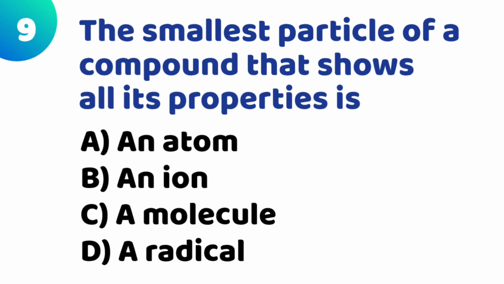Ninth case. The smallest particle of a compound that shows all its properties is option A, an atom, option B, an ion, option C, a molecule, option D, a radical. The correct answer is option C, a molecule.